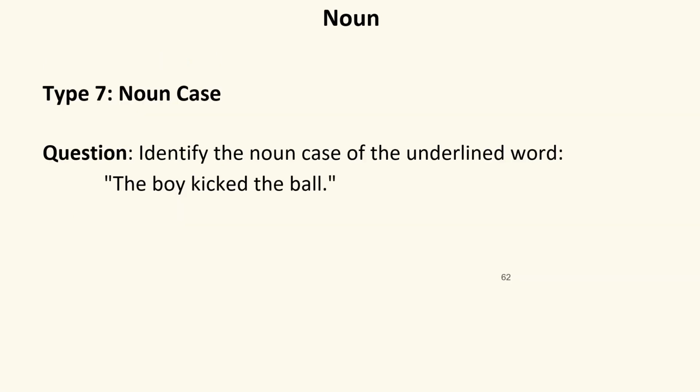Identify the noun case of the underlined word. The boy kicked the ball. Now what is the underlined word over here? Suppose the ball and boy. So ball and boy both are common nouns, because here we cannot identify which boy we are talking about.